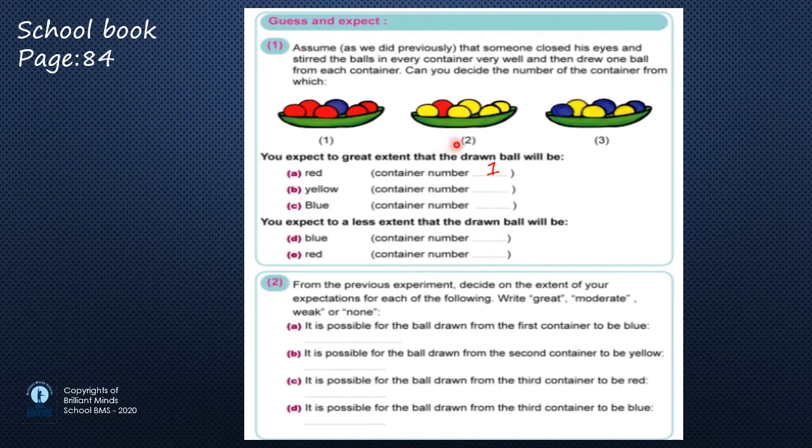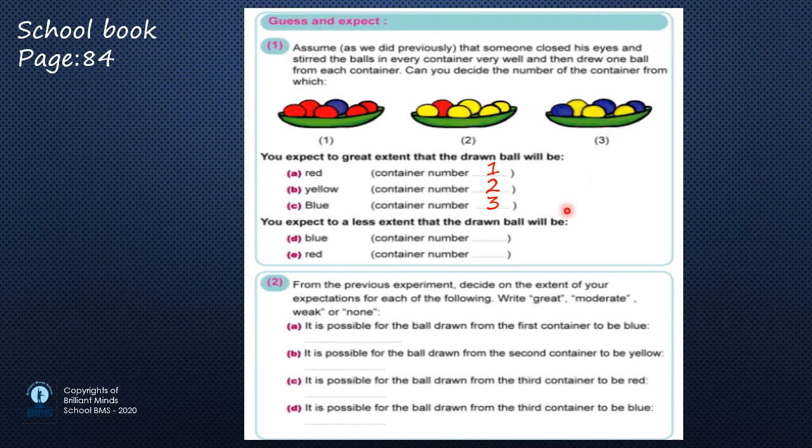Okay, I want it to be yellow. Where is the greatest chance of yellow, in the second container or the third? In the second. So the chance would be greater if we choose from the second one. What about if I want it to be blue? I have blue in the first and third containers, but where is there more blue? In 1 or 3? In 3. So the chance to get a blue ball will be greater if we take one from the third container.